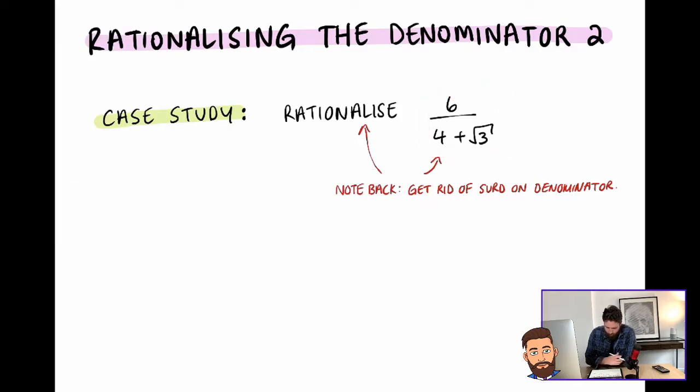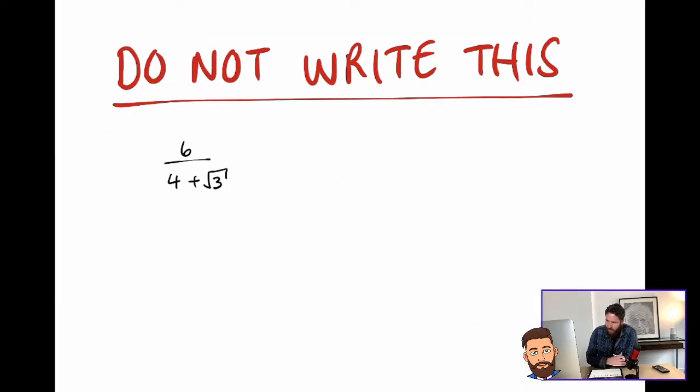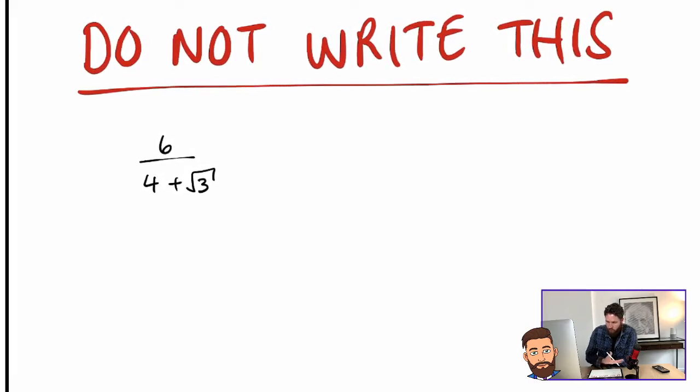Now, we have seen already in the starter, note back that you need to get rid of the surd on the denominator. Why this is different to what we've seen before is, all we've ever seen before is 1 surd on the bottom. Now we've got more than one term. So I don't want you to write this, and I've written it very clearly, do not write this. So I just want you to watch, follow along in your head. I'm going to try and use the same technique as we've seen previously, and we're going to just explore what we get.